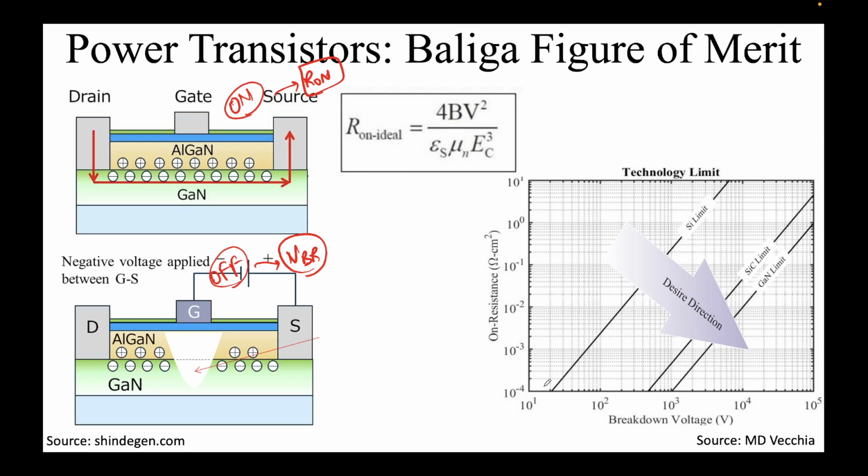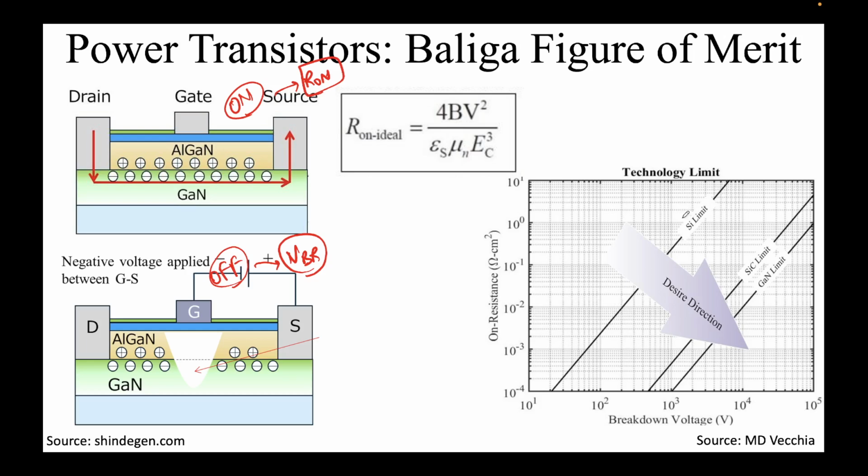So, essentially, ideally, this is the ideal silicon line, because for silicon, epsilon s will be fixed, mu n will be fixed, and EC will be fixed. So the product, R on divided by breakdown voltage square, will be a constant. This constant is this straight line that you see over here.